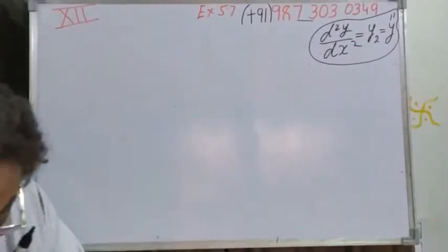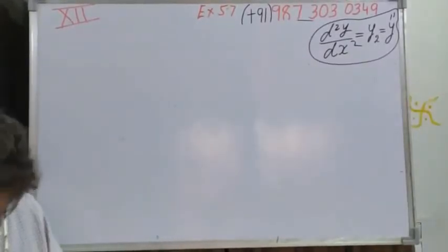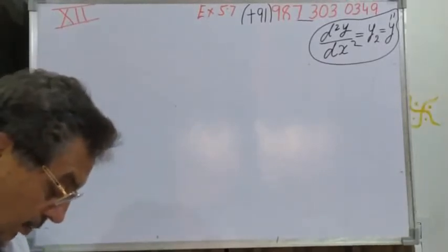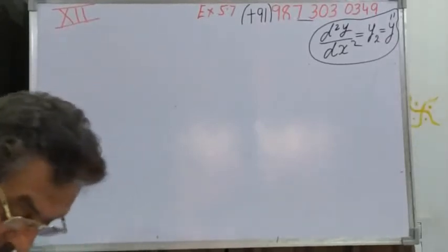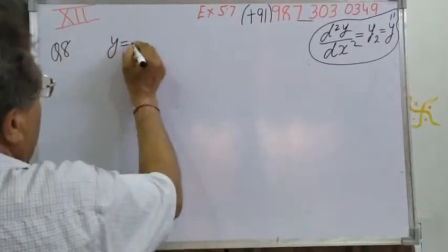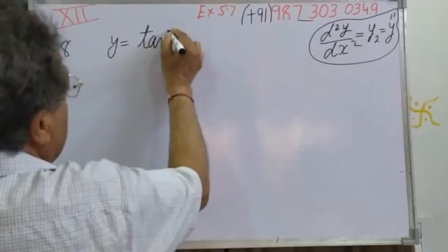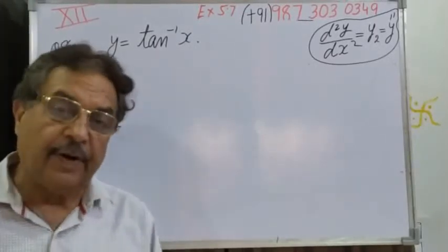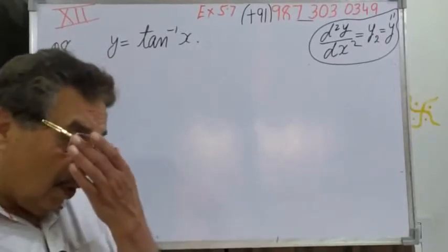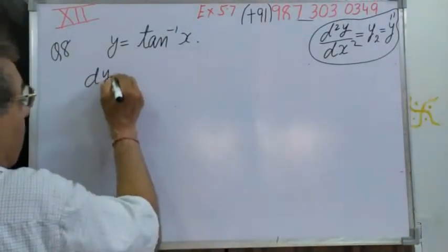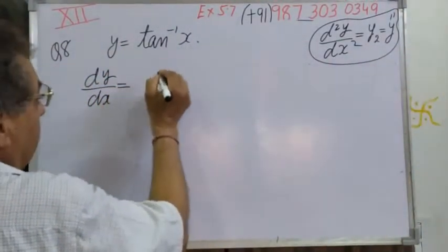Now after this I go to some other important questions, let us go to question number 8, that is y is equal to tan inverse x. We are supposed to find the second derivative of the function tan inverse x. So first of all I say let y is equal to tan inverse x, then I will differentiate it the first time, dy upon dx, and what is the derivative of tan inverse x?